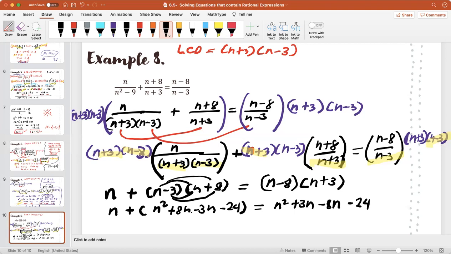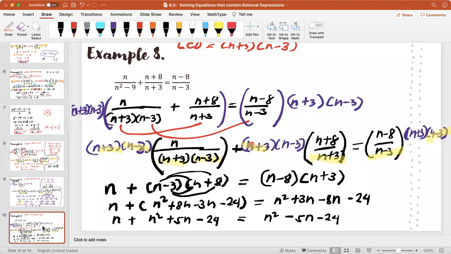Do we need to change the signs here? No, because this is plus, right? So no change needed there. We simply combine now. This is n plus n squared, 8n minus 3n, we have 5n minus 24 equals n squared minus 3n minus 8n, negative 5n minus 24. All right, so I don't have enough space there anymore. Let's have another slide.